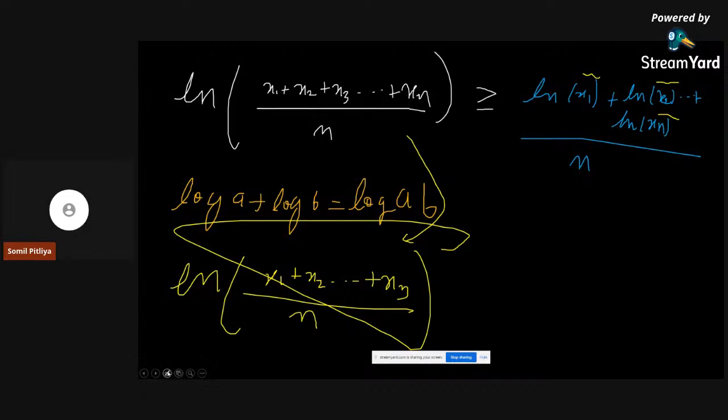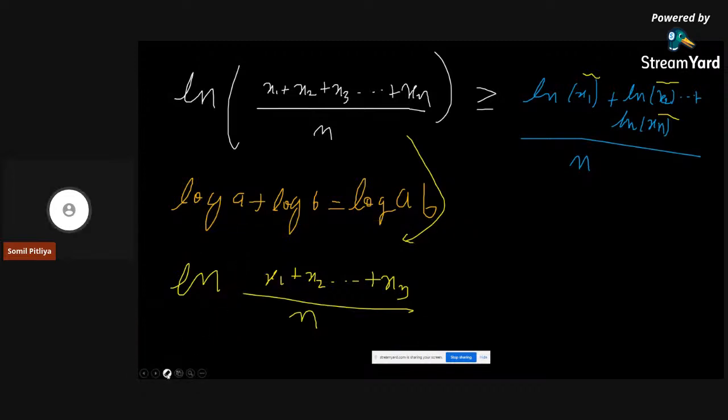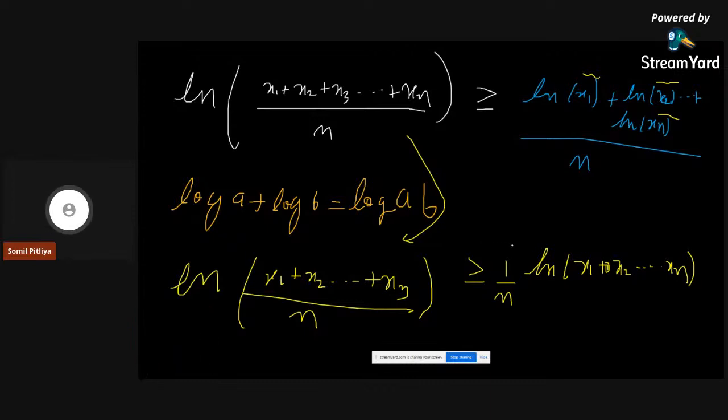Okay, so I have ln of (x1 plus x2 till xn) upon n is greater than or equal to, I'm combining all ln and writing inside the product of all xi's, that is ln of (x1 into x2 into xn) to the power 1 by n. Now again, a property of log: something that is multiplied outside the log will become the power of the argument. That is one more property that I'm using, k times log of a is equal to log of a to the k.